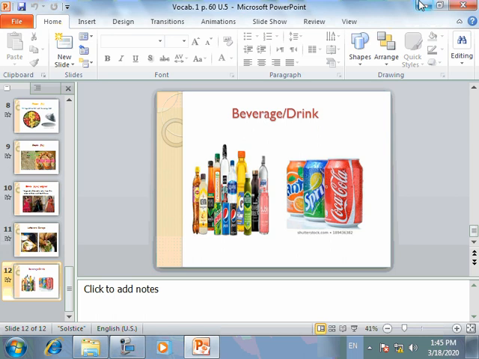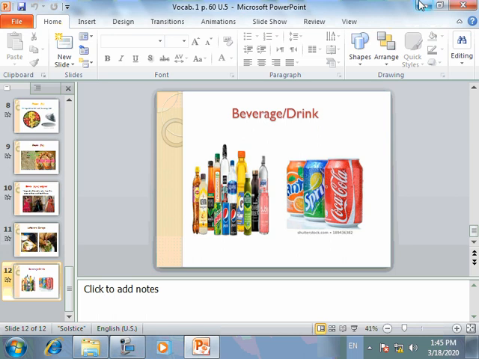Exercise number D, it's easy. Complete the sentences using both words, the words we have explained. Number 1, leftovers, scraps. The first choice, scraps. The second one, leftovers. Number 2, fill the blank, the first blank, drink. The second blank, beverage. Number 3, bitter.